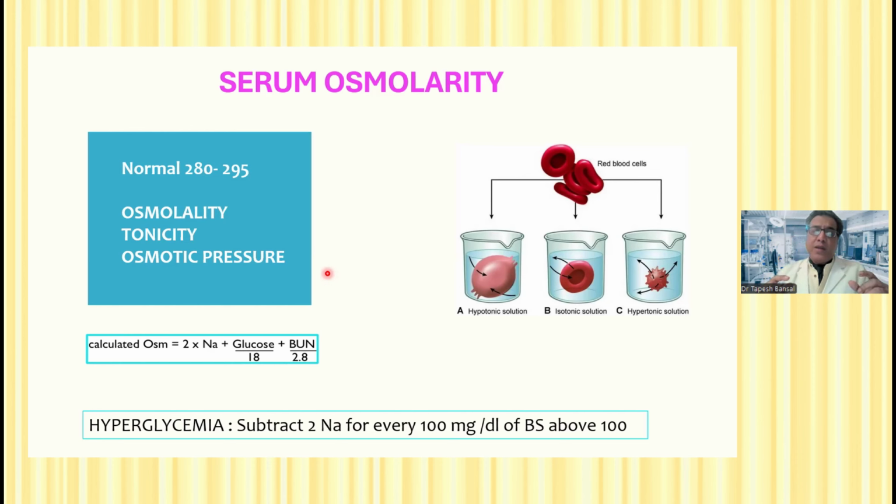And in calculating the osmolarity, this is the formula. Glucose, urea, and sodium come into the picture, but urea is not an effective osmole because it crosses the cell membrane very easily. Thereby, the tonicity is determined mainly by sodium and glucose, mainly sodium. And for hyperglycemia, we have to subtract 2 from sodium for every 100 milligrams per deciliter of blood sugar above 100. We shall see this as we go on. So that is about serum osmolarity, and that is why ADH is important, because the cells will lyse otherwise.